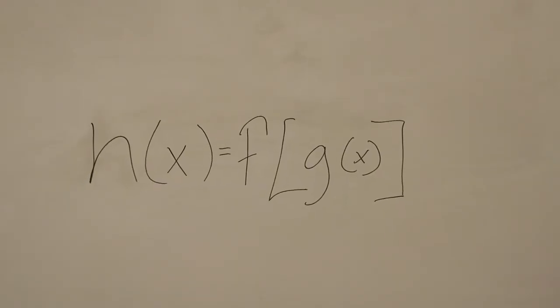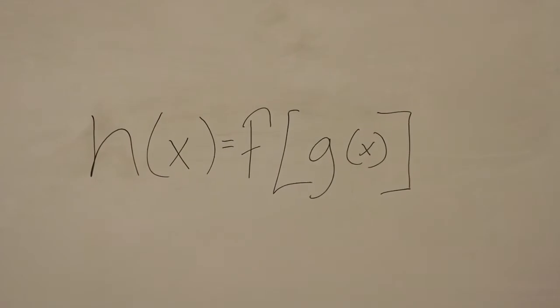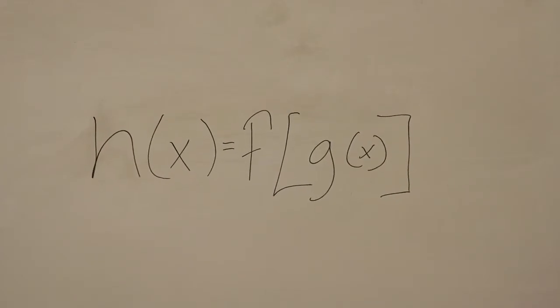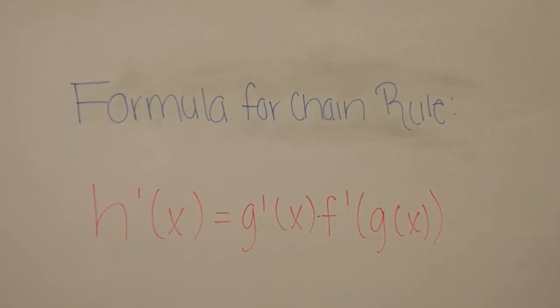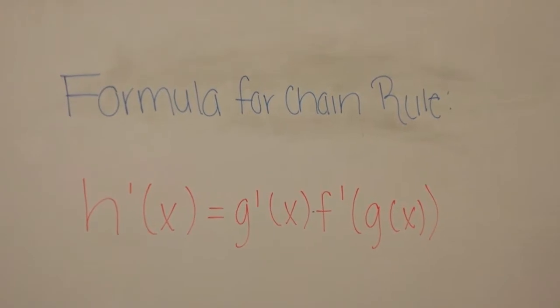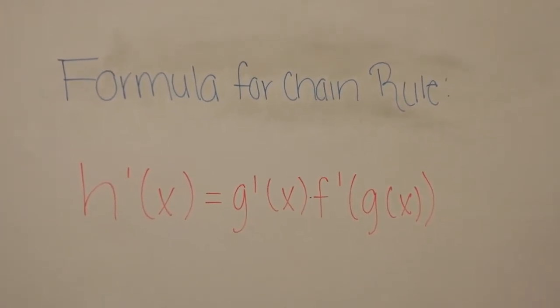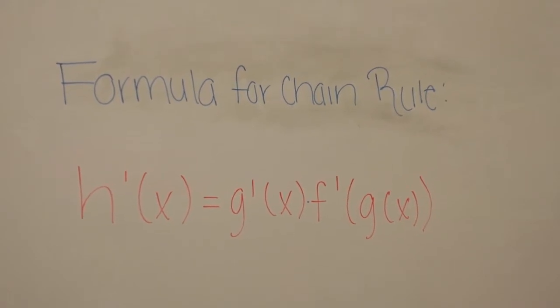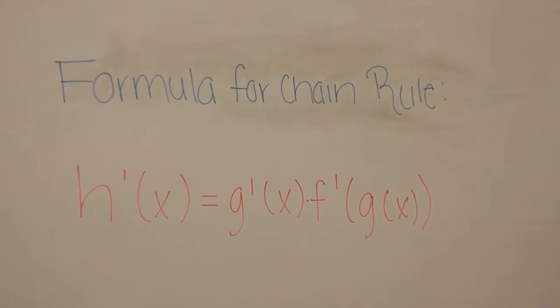The chain rule is used when there are composite functions, which will look like h of x equal to f of g of x. To accomplish the chain rule, you start by differentiating the inside function first, then working your way out. In other words, differentiating inside out. Making the formula, h prime of x is equal to g prime of x times f prime of g of x.